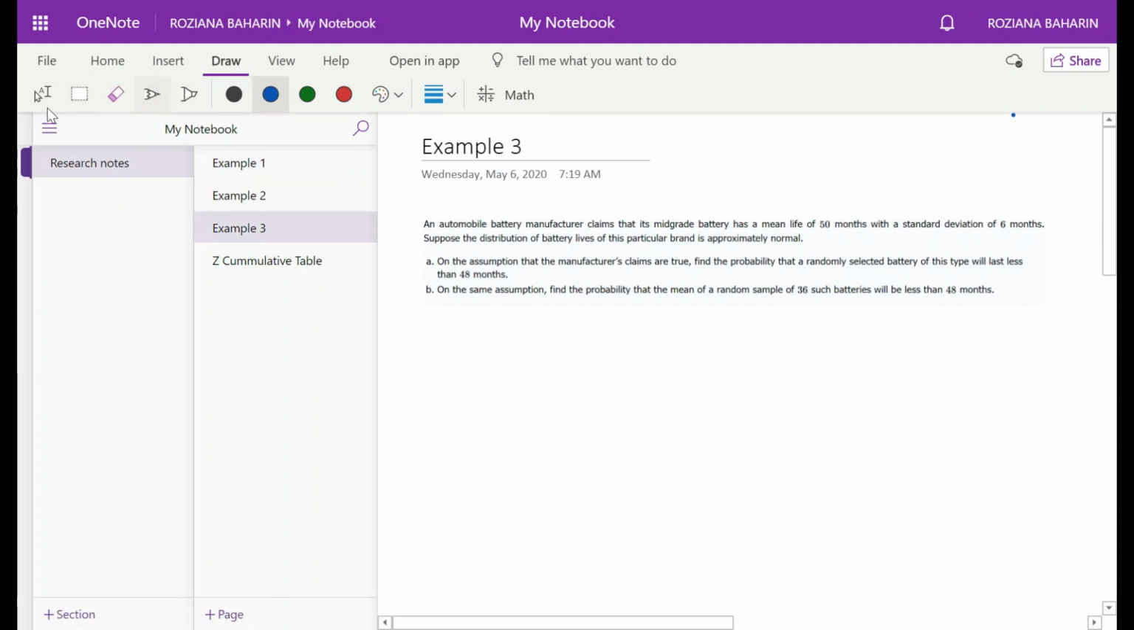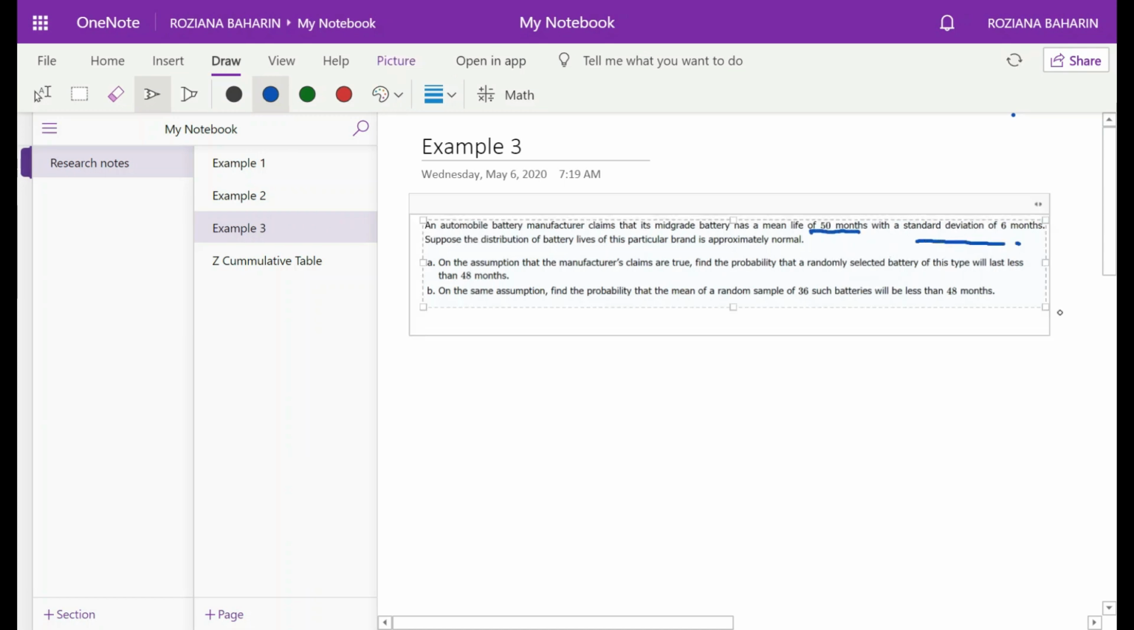An automobile battery manufacturer claims that its mid-grade battery has a mean life of 50 months with a standard deviation of 6 months. I want you to look carefully at this section A and B here. Let's look at easy, right? But different way of solution. So we have this mean of 50 months and standard deviation of 6 months. They don't give you any random sample value, right? Okay, so now look at this question.